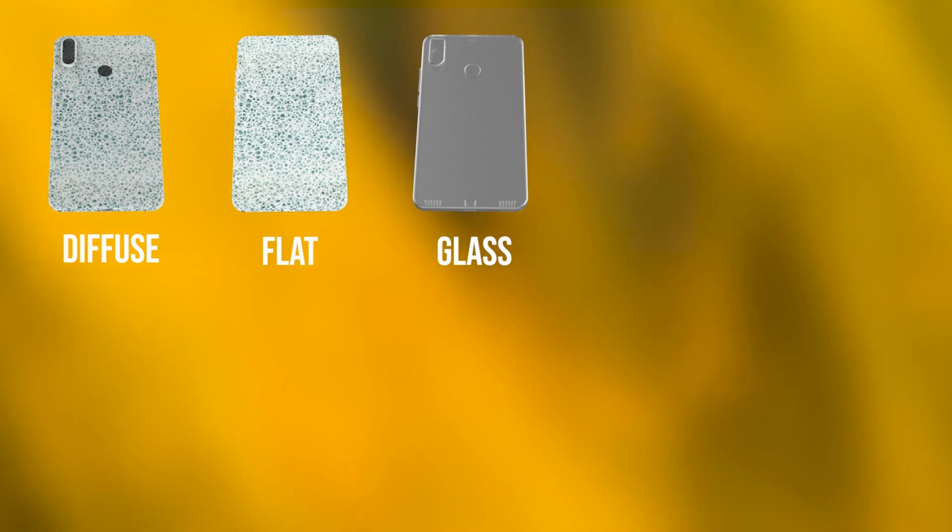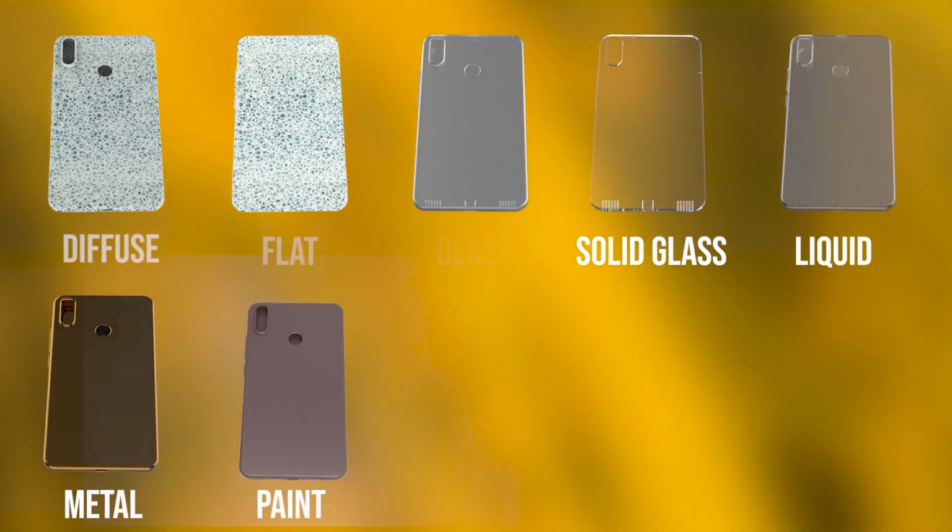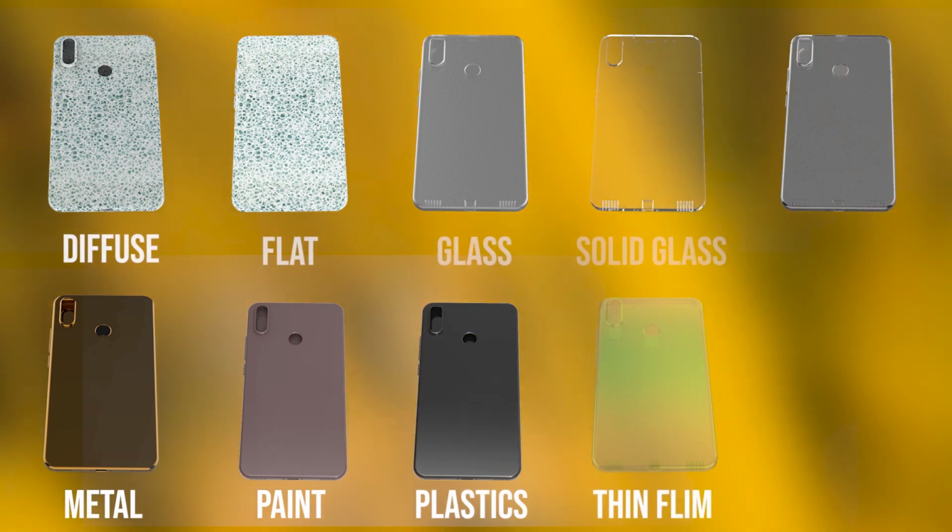In the second part of the video, we are going to discuss basic materials in Keyshot and their properties. Basic materials include diffuse, flat, glass, solid, liquid, metal, paint, plastic, thin film, and translucent. We are going to discuss each of them with their parameters.